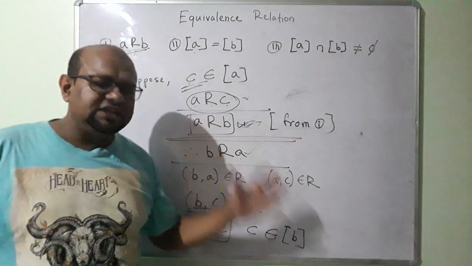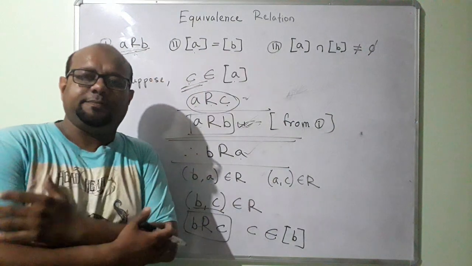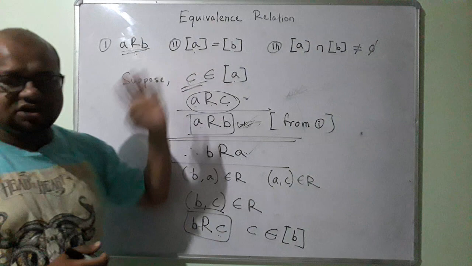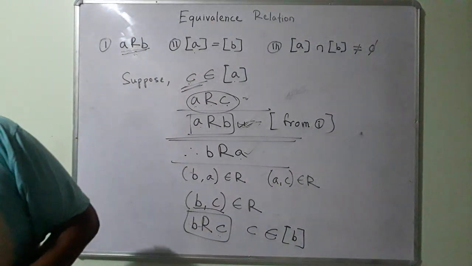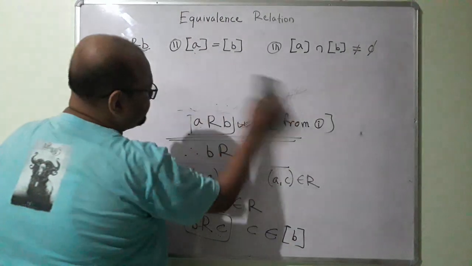Similarly, using the very same logic, we can show that B is a subset of A. So that is how we have shown that 1 implies 2. Let us now go ahead and try to see if we can show that 2 implies 3.